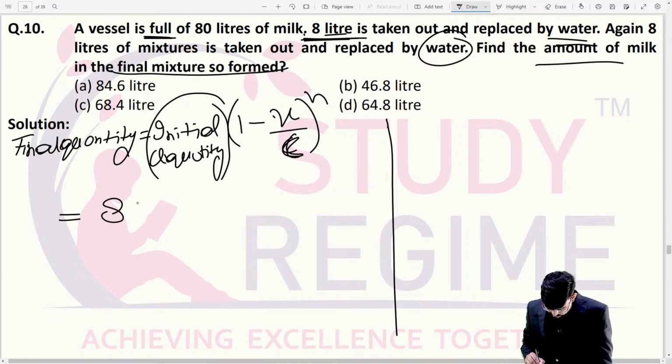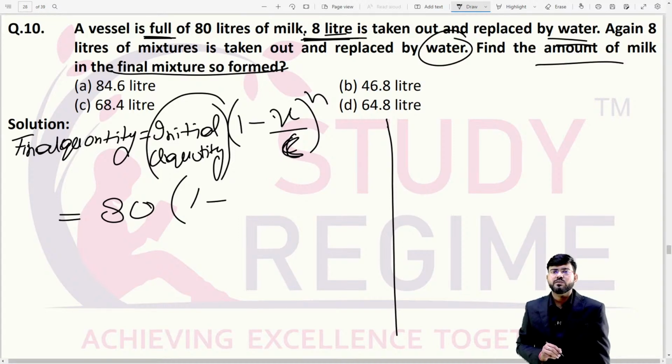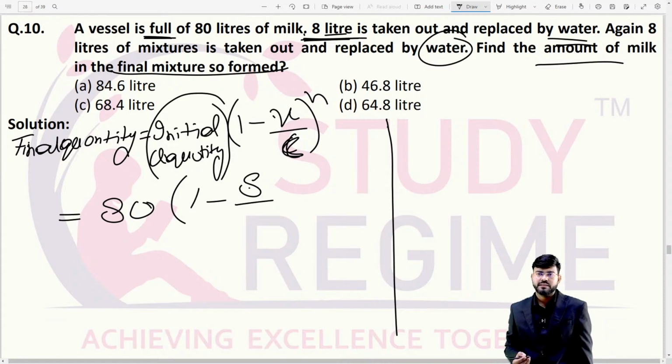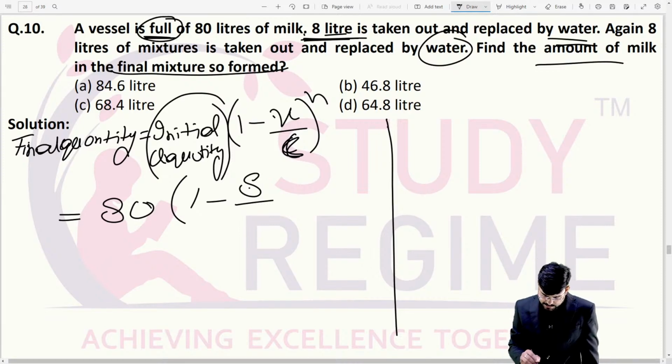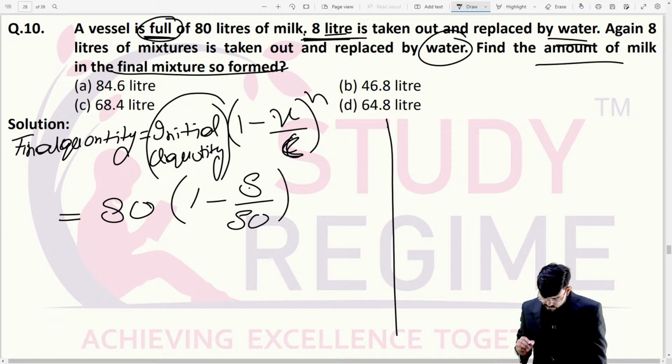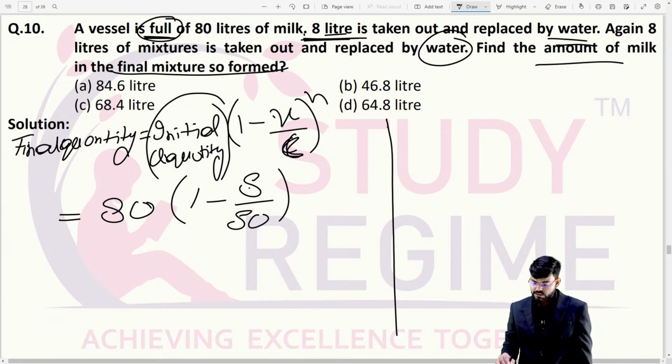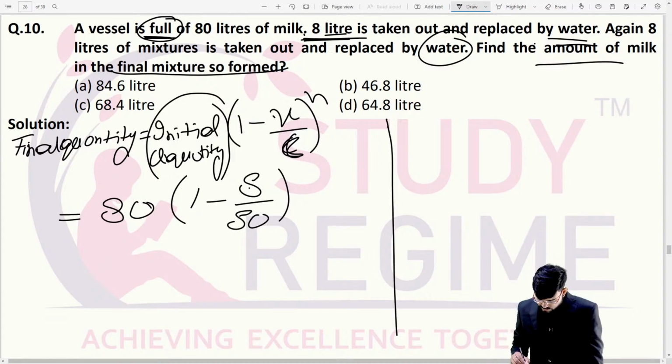80. Initial quantity is 80. How much quantity has been taken out at a time? It is 8 units or 8 liters. Again, c is the capacity. What is the capacity of the container? Since the vessel is full, 80 liters will also be its capacity. 80. So how many times has the process been done? It was replaced once and again, that means the process has been done twice. You will put the power as 2.